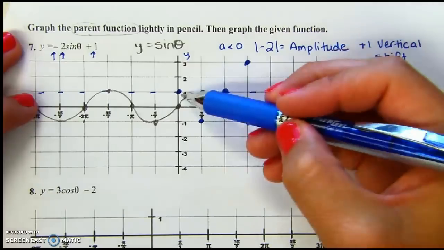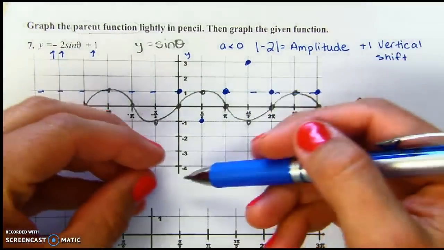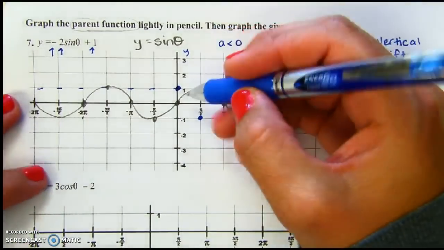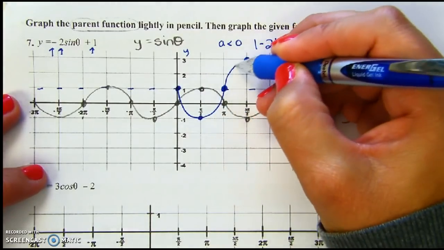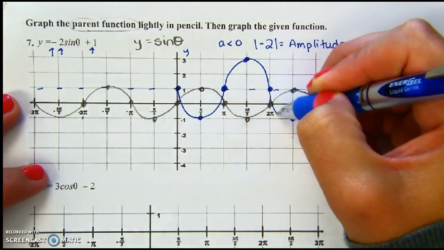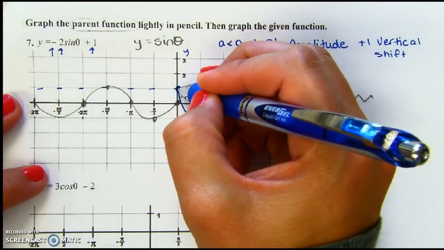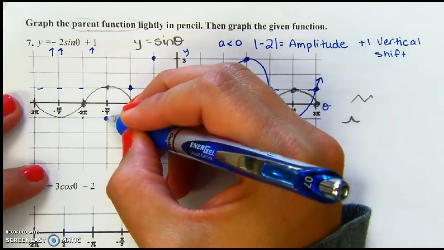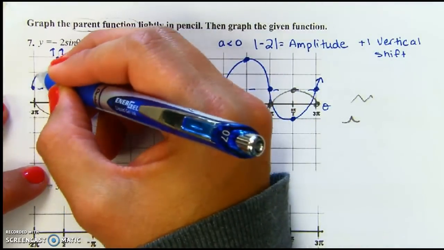Do you see how my points are still on top of each other here and here from the parent function? We are not stretching or shrinking, so we're not changing the period. We're just doing the other things. So here's our new sine function, or the sine that was given to us. Let's see if I can continue this pattern. So we're going to go up 2, midline, down 2, midline, up to midline.